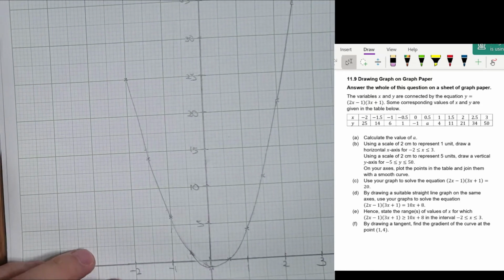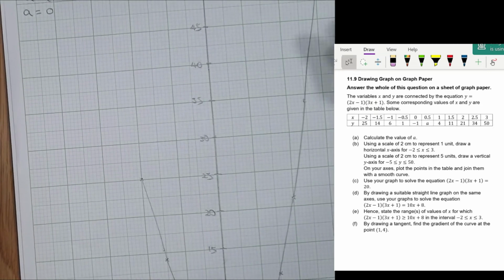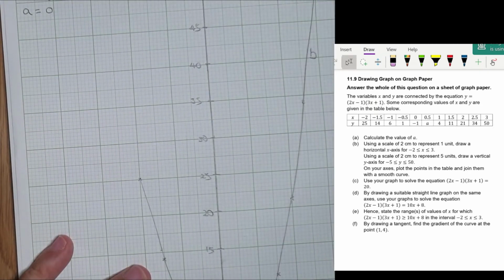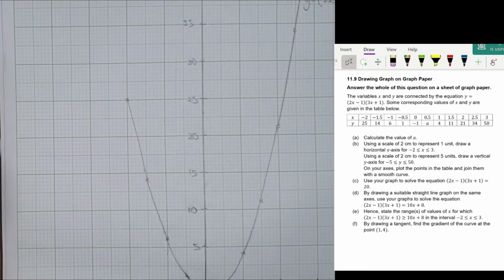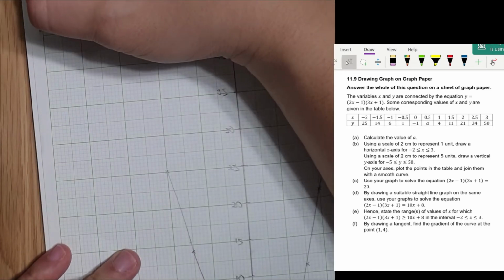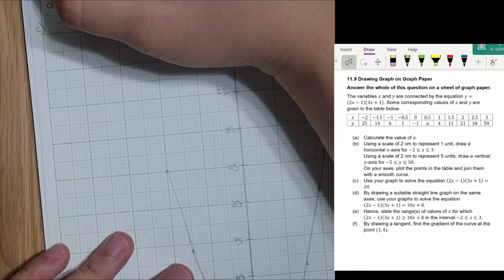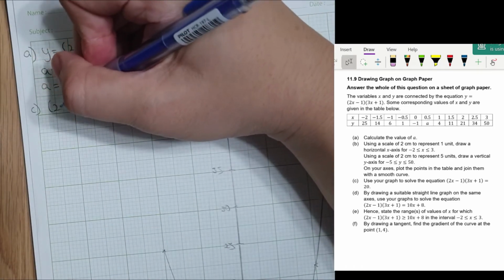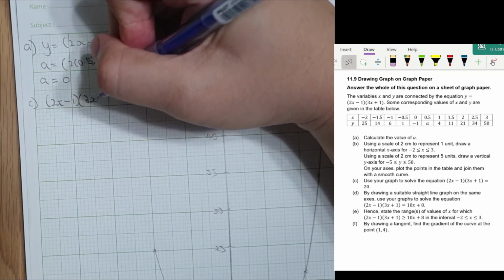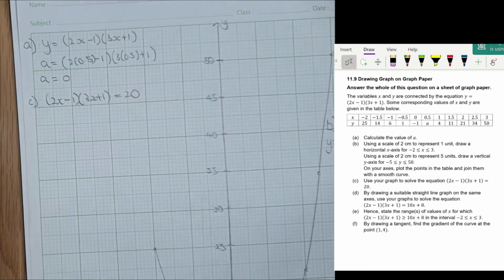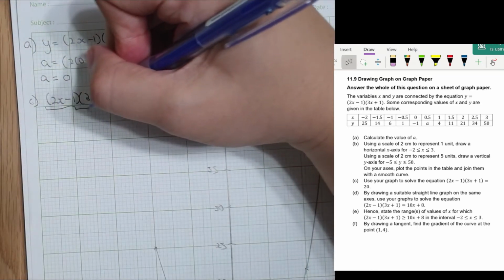Next, the graph asks for, so this is B. And when you have B, label the graph. Once you have the graph already, next, C. The question asks for 2x minus 1, 3x plus 1 equals to 20. Now, this is the graph that you draw.